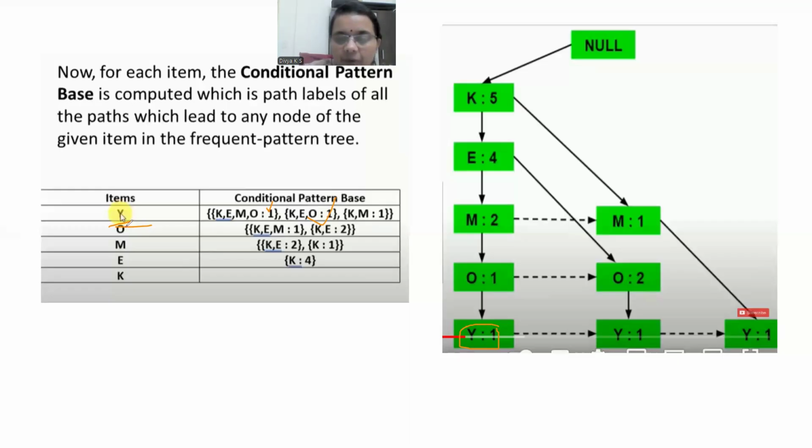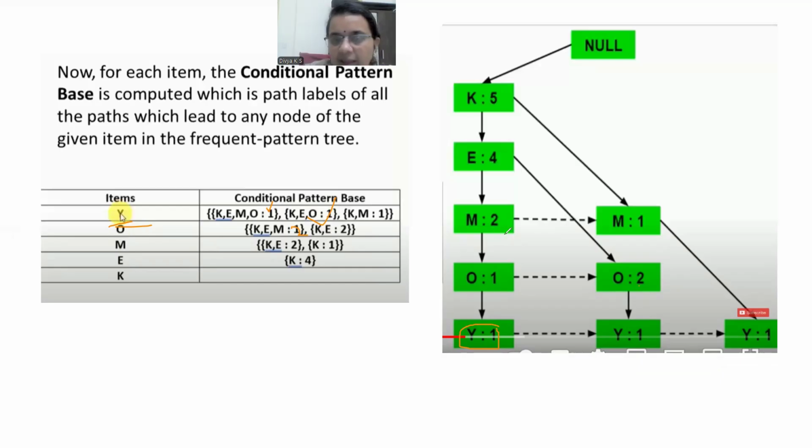So next, O. O reaching, what is the path? Here, K, E, M. What is the O value? 1. So K, E, M. Next, for this O, we have the path K, E, O. So that is KE2. Next, for reaching M, I have KE. What is the M value? 2. So here I have written KEM, actually 2.